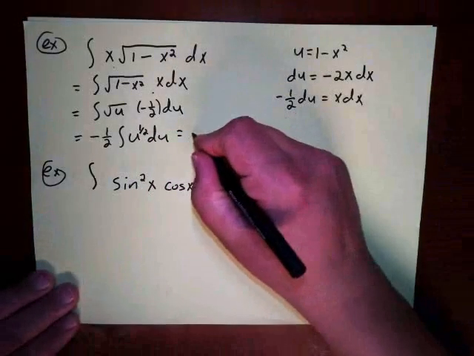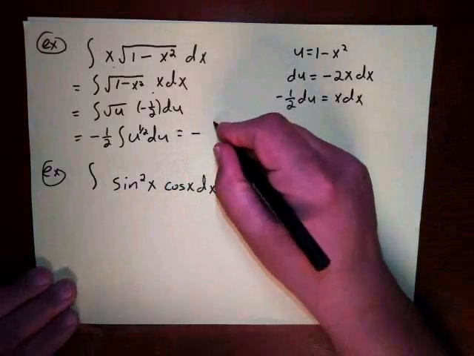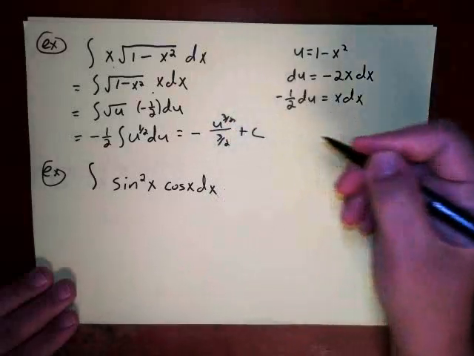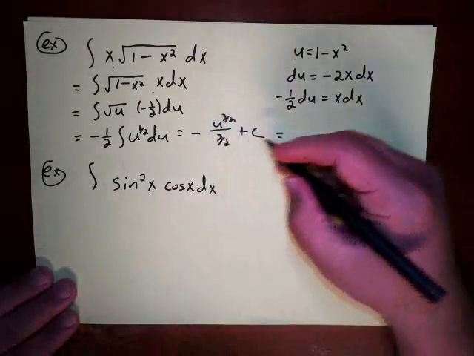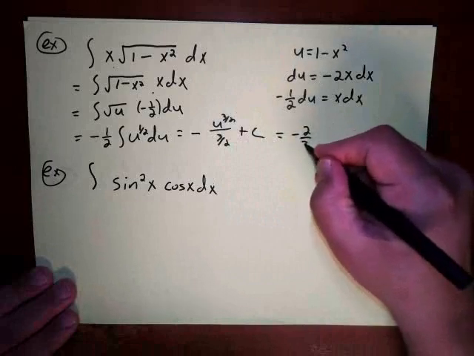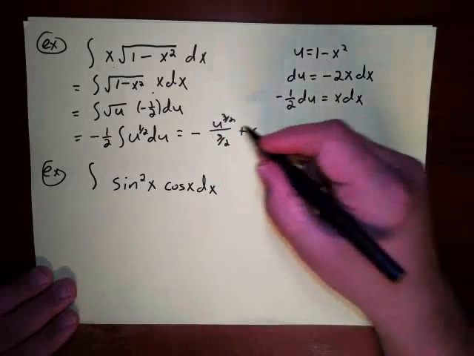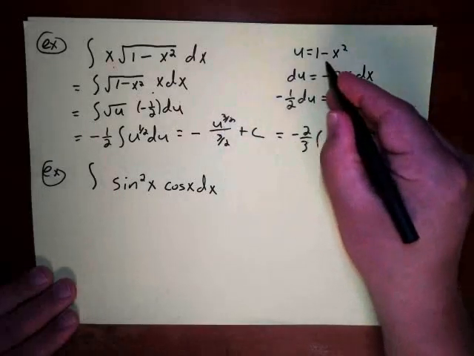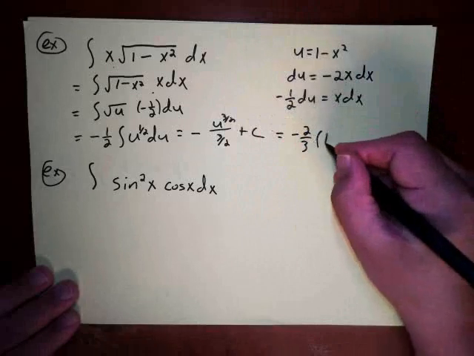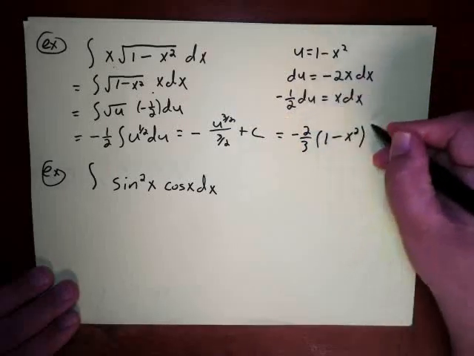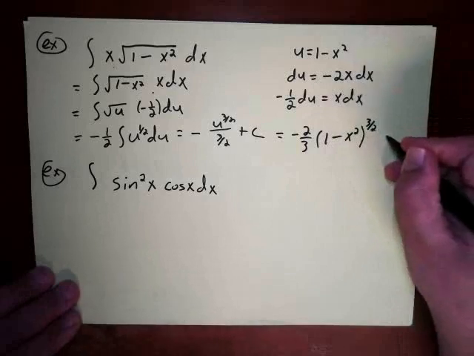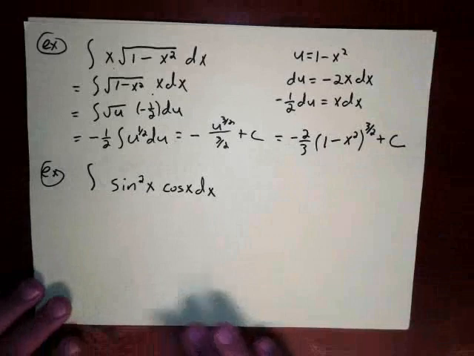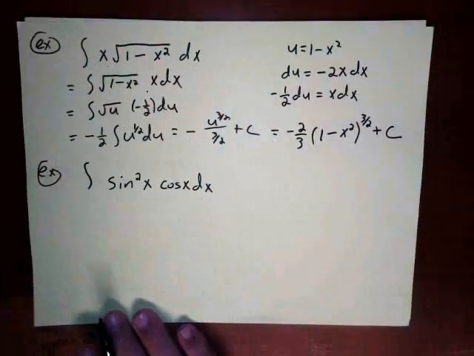and so now this would be u to the 3/2 over 3/2 plus c, and then I can invert negative 2/3, invert the fraction on bottom, and then here I'm just going to plug in 1 minus x squared in for u, and then I got a 3/2 here, and then plus c. And so that would be the antiderivative of that. Okay?